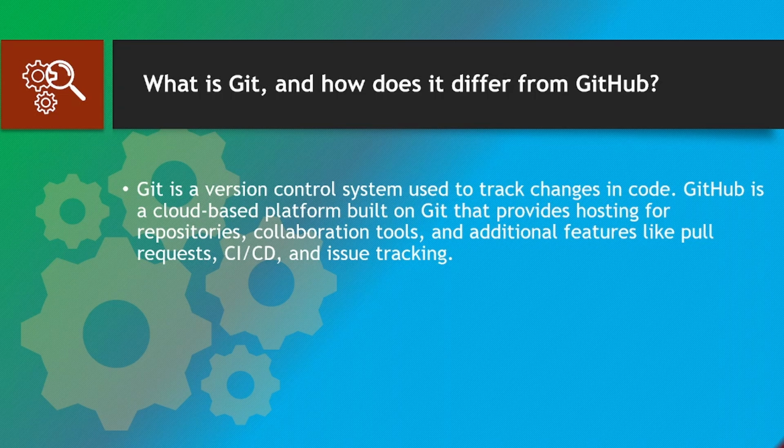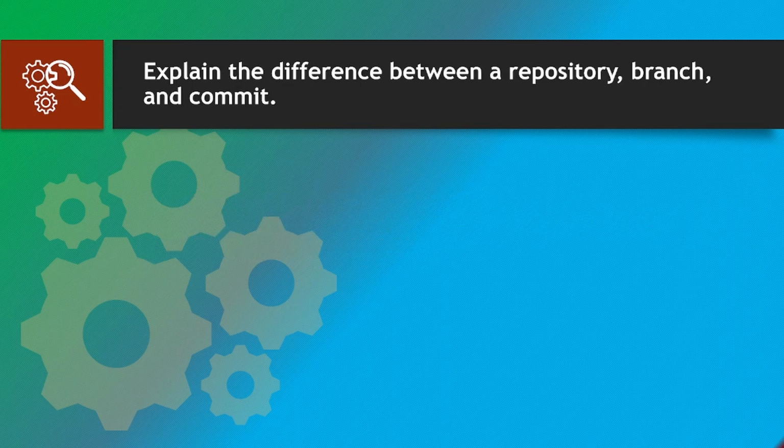So Git is basically a version control system used to track changes in code, and GitHub is built on top of it, which helps us in hosting our repositories, collaboration tools, and other features for the CI/CD pipeline and other development. Moving to the next, explain the difference between a repository, branch, and commit.